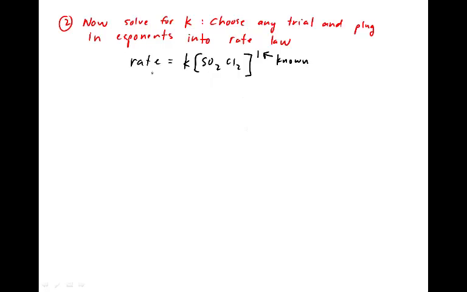And you could pick any trial. And so I'll pick trial 3, 4.09 times 10 to the negative 5th equals K, and this was 1.86 to the first power. So when you solve for K, you should get 2.2 times 10 to the negative 5th.